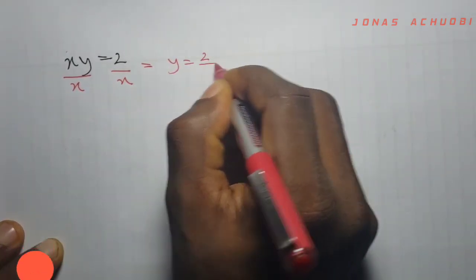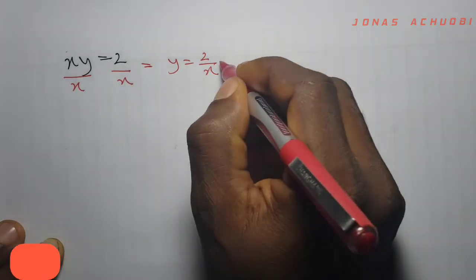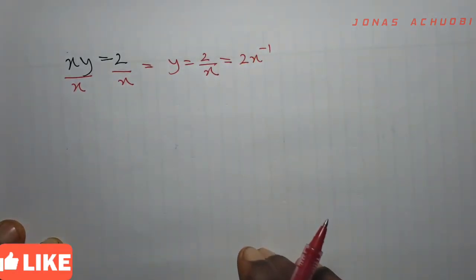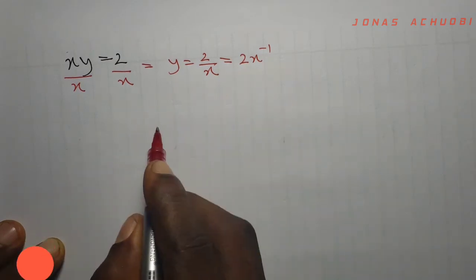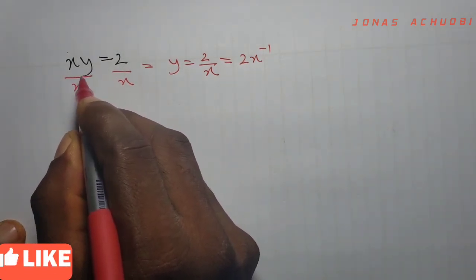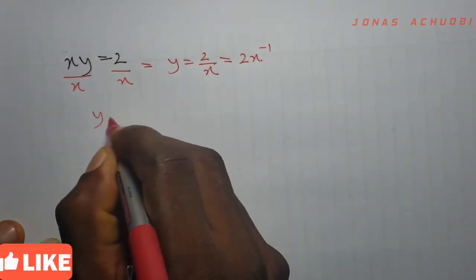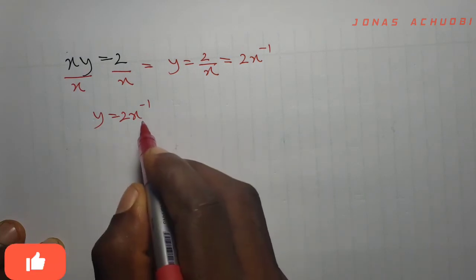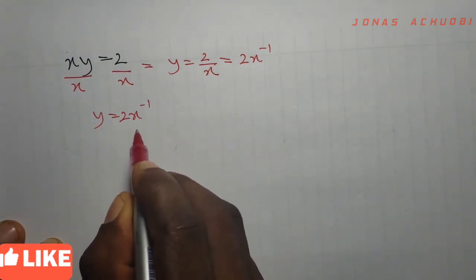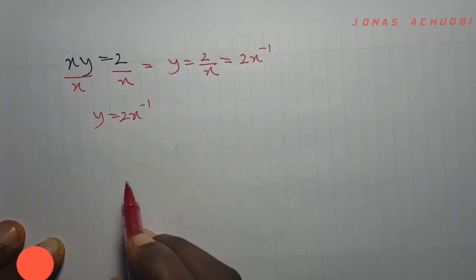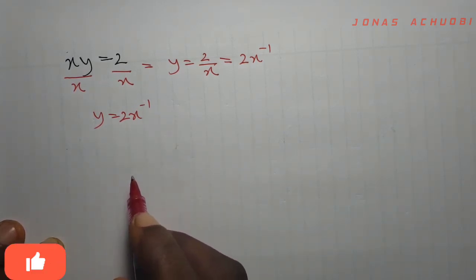Y equal to 2 over x, which you can also write as 2x raised to the power minus 1. So what do we see here? The function xy, which was implicit initially, has become explicit, y equal to 2x raised to the power minus 1. So we can write this as y equal to f of x. So this becomes explicit. So let's differentiate this explicit function and see what we get.